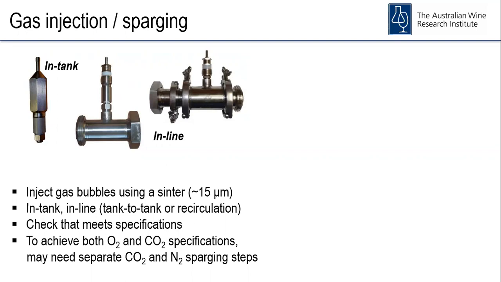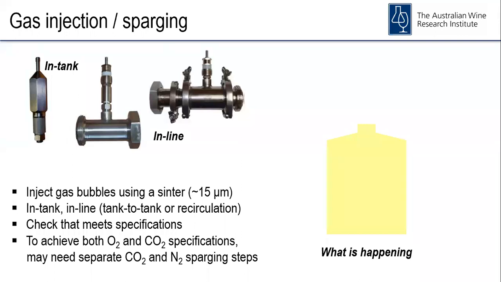Generally, people run it for a while, then come back and do some in-line measurements to check that it's in specification. And often to get the oxygen low enough and the CO2 to the right level, you might need separate steps of carbon dioxide and nitrogen.